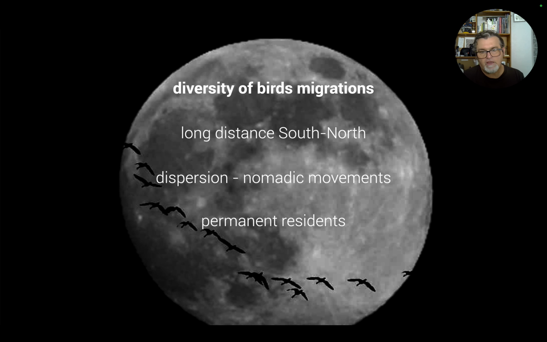But at least I can share some basic knowledge I'm quite sure is accurate. We have, let's say, three different kinds of migrations. One is long-distance south-north migration, and it can take thousands and thousands of kilometers from one continent to the other. For example, we have the white stork, whom we'll talk about very soon. We have a less distant migration, the nomadic movements, which is about dispersion around different ecosystems, and we also have some permanent resident birds who will stay all along the year at the same location.